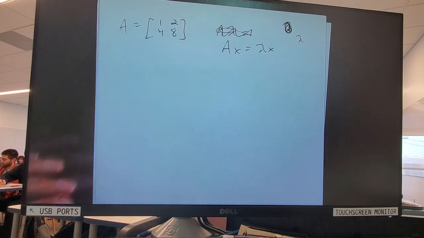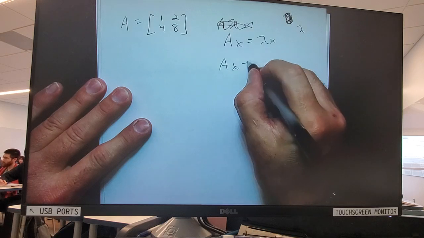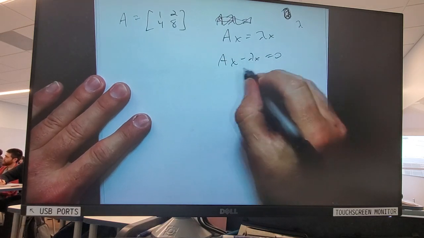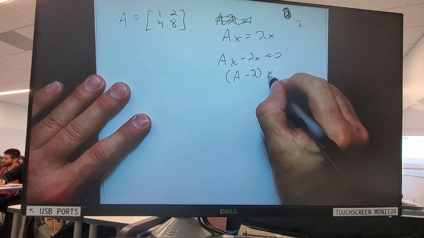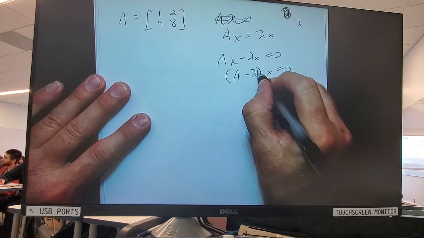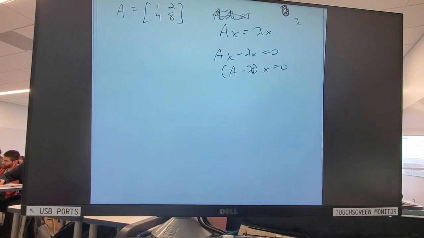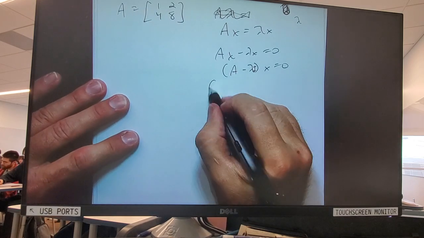Just to do this very quickly, this leads to this, which leads to this. It should be this, Jeff, because it doesn't make sense to have a matrix minus a scalar. Somebody write that better.